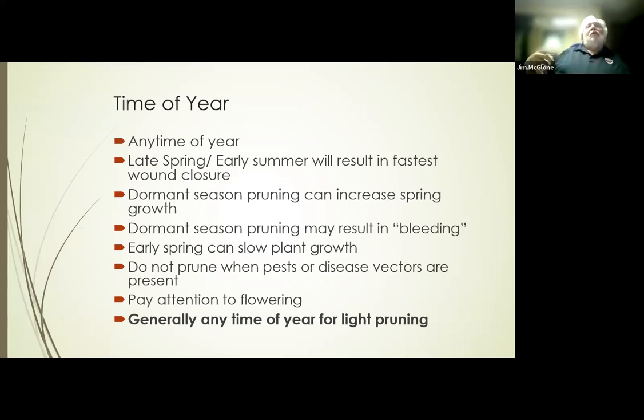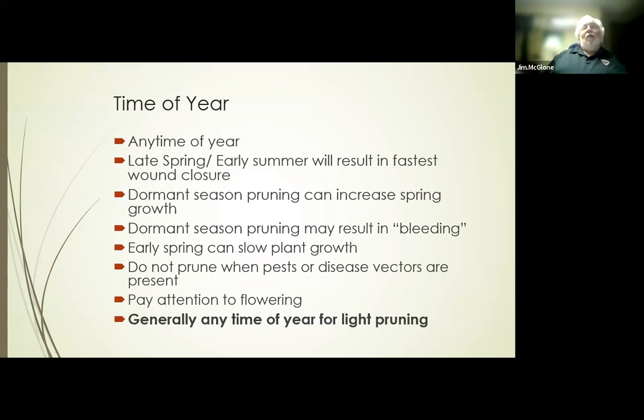When you prune in the early spring, you can also slow down the plant growth because now you're pruning off a lot of the buds that were starting to form new growth. As I mentioned, oak wilt, which we do not have in Virginia, but is in the Midwest, Dutch elm disease, and several other types of diseases and pests. Those vectors are active during certain parts of the year, and you want to avoid pruning at those times.